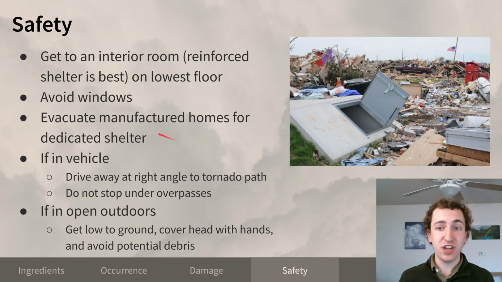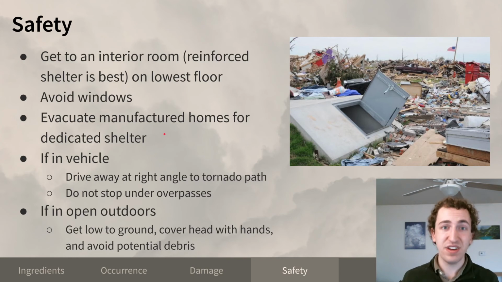Evacuate manufactured homes. Need to go to a dedicated shelter because manufactured homes tend to completely fall apart even in moderate tornadoes. So they're very dangerous to be in, and that's where a lot of deaths occur. So evacuate manufactured homes for dedicated shelters.